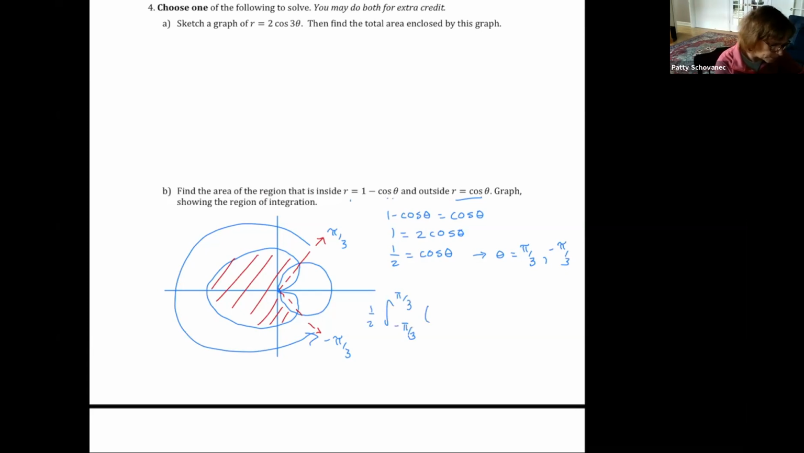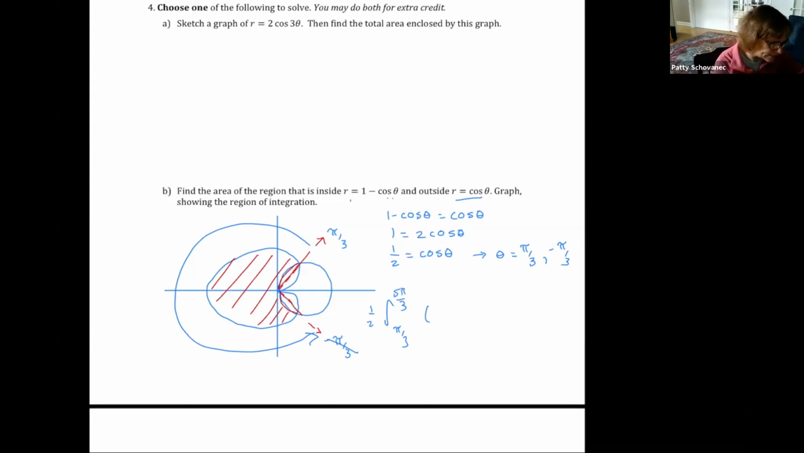Oops, I should go the other way. If I want to go that way, I need to go not to pi over 3. I need to go to what? I need to go the way I've drawn my arrow, from pi over 3. That would be 5 pi over 3. Agree? To get this part from here to here, and that gets all of the cardioid. But now I need to take out this little piece right here and this little piece right there.